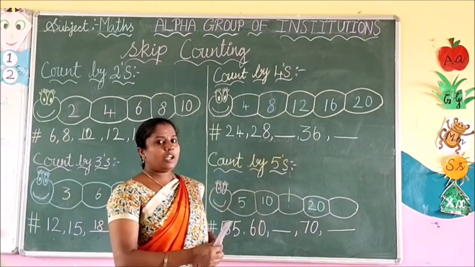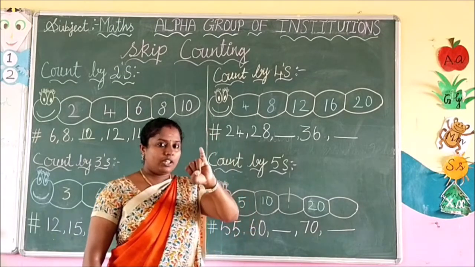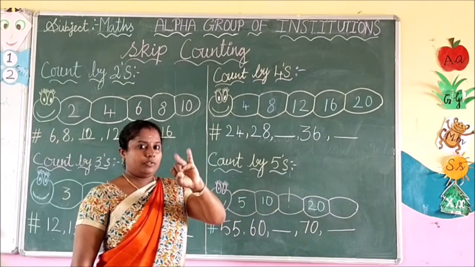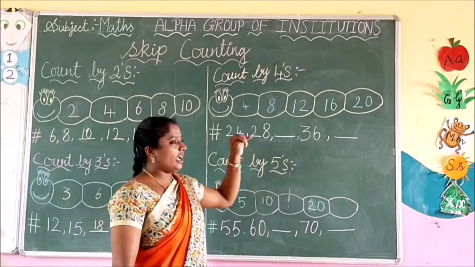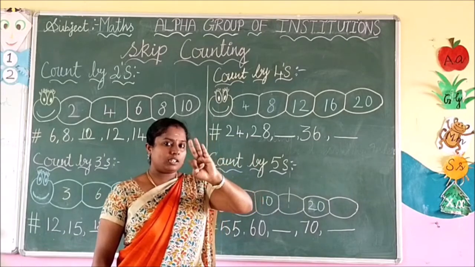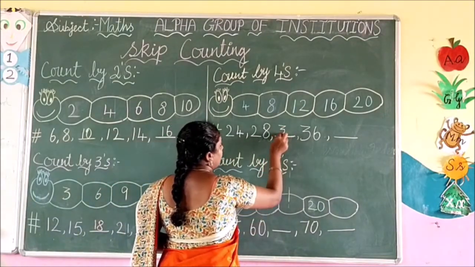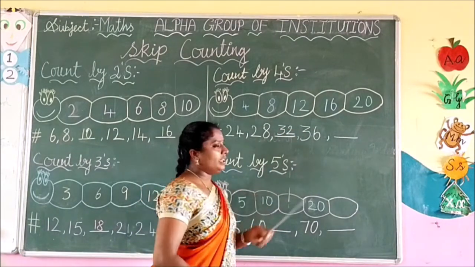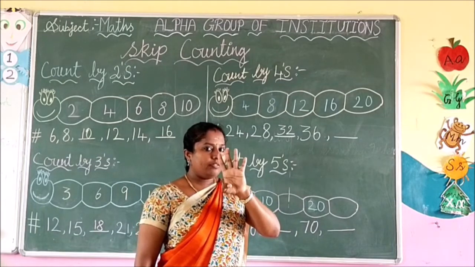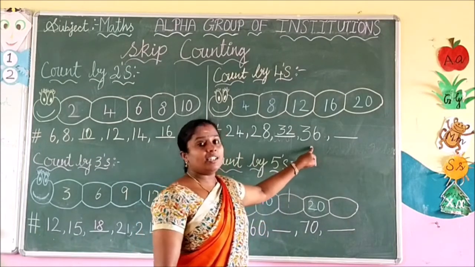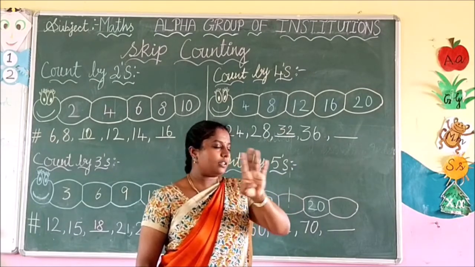So after 28, what has to come? We have to skip by 4. After 28: 29, 30, 31, 32. So after 32: 33, 34, 35, 36. So here it is 36.